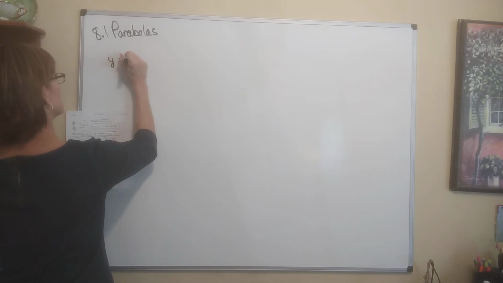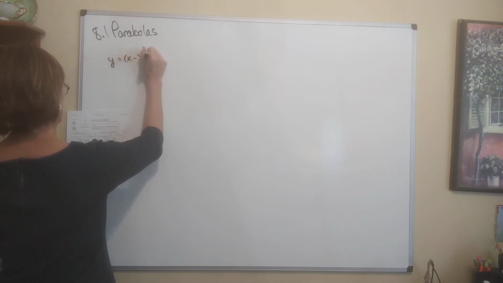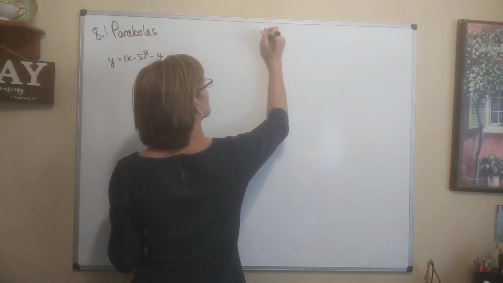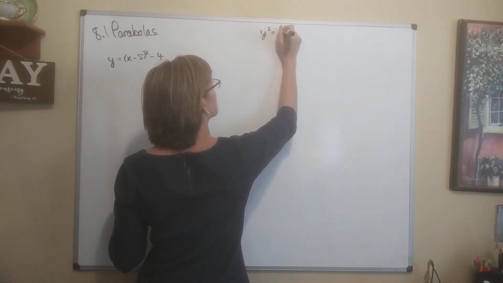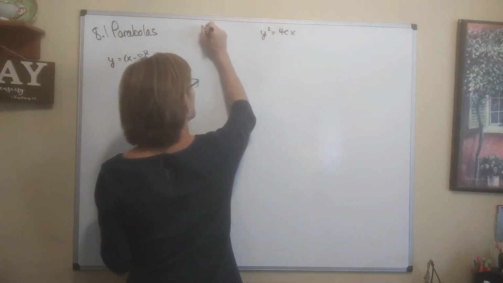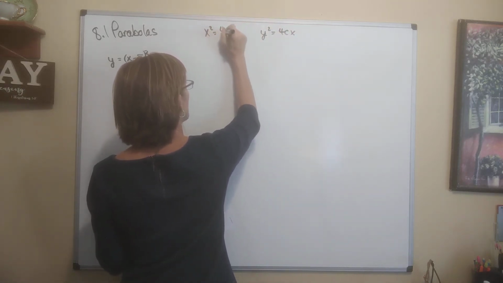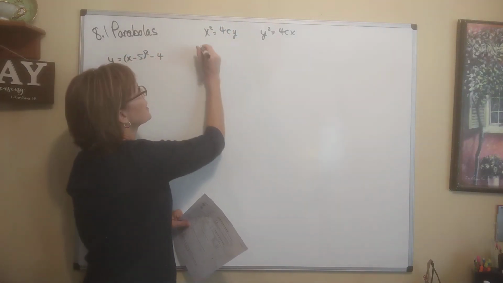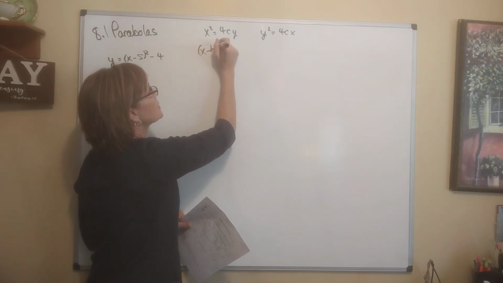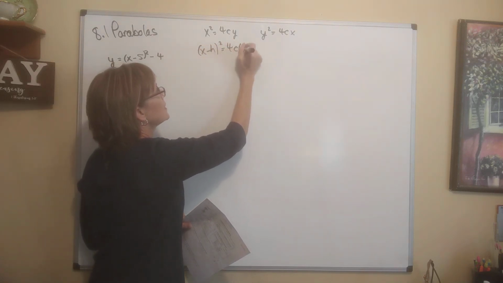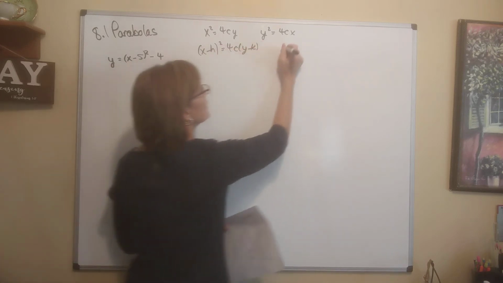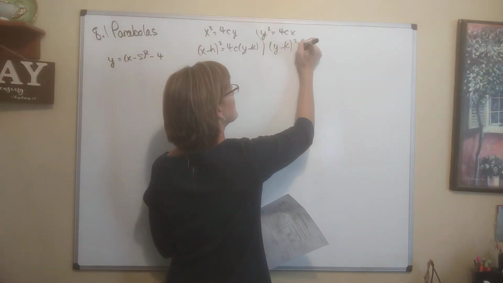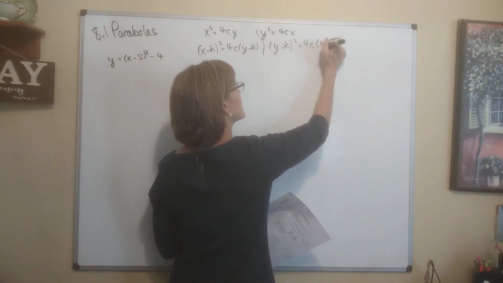y equals (x minus 5) squared minus 4. Okay, let me remember what my basic forms are. It's either y squared equals 4cx or x squared equals 4cy. If I add in h and k, it would be (x minus h) squared equals 4c times (y minus k), or (y minus k) squared equals 4c times (x minus h).